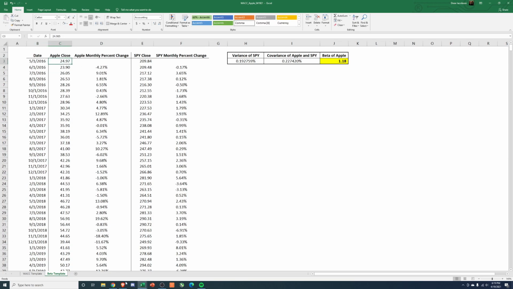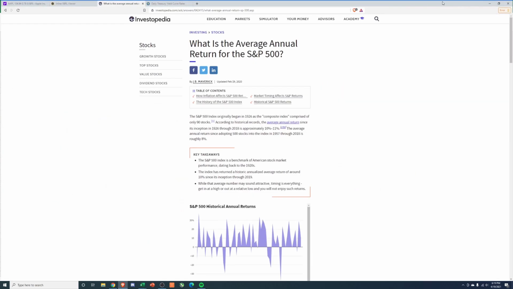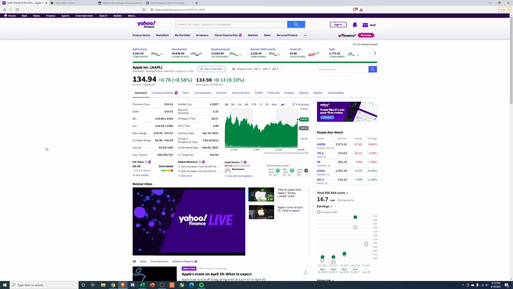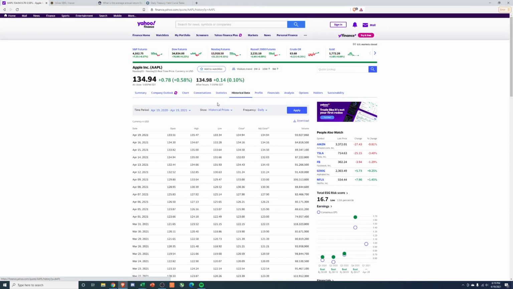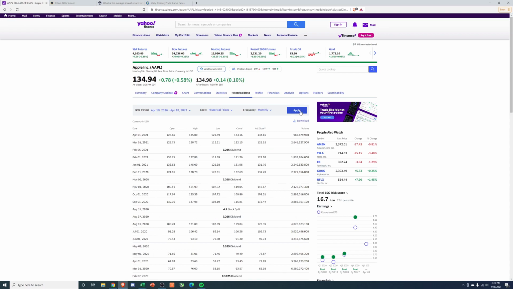But for this data, if you're curious on where to pull it, head on over to Yahoo Finance. You're going to hit historical data, and then the time period, you can pick 5 year, you can do daily, weekly, monthly, hit apply, and then hit download. It'll just download into an Excel file for you, and then you'll take the close price.